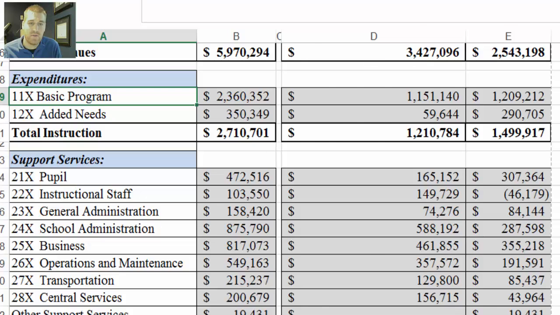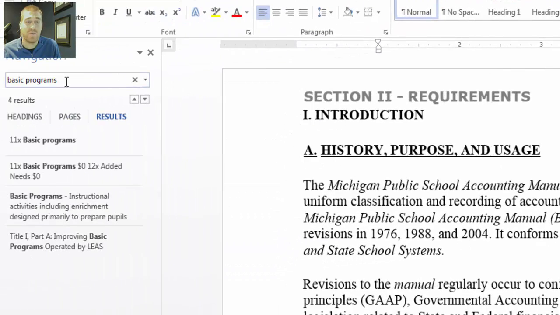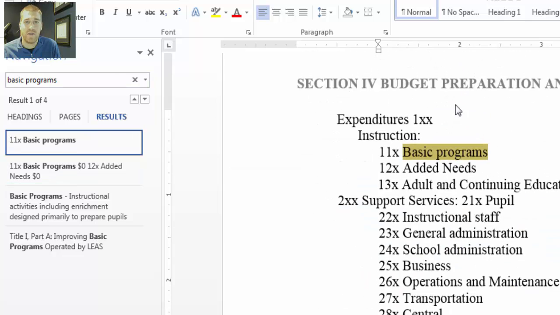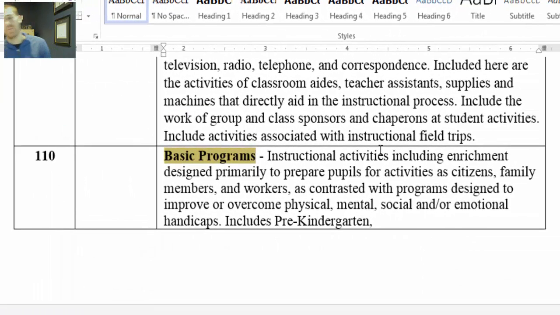So as a quick example, we'll look at basic programs. So we'll go to the accounting manual. I put this in Word. So once it's in Word, you push find, come over here, type in what you're looking for, then go to results, and you can skim through this, and there's the accounting code right there. But if you wanted to know what it actually meant, what it was incorporated in, you'd see the accounting code again right there.